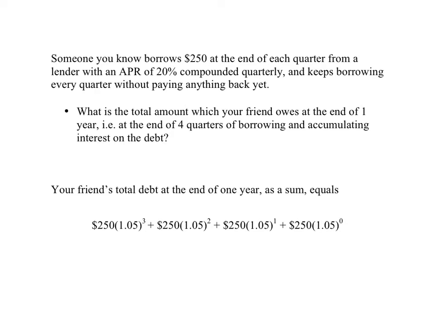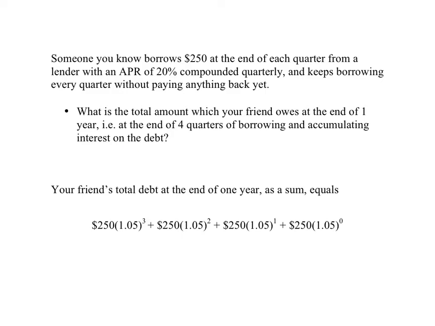Someone you know borrows $250 at the end of each quarter from a lender with an APR of 20% compounded quarterly, and it keeps borrowing, that is, borrows a new $250 every quarter without paying anything back yet. What's the total amount which your friend owes at the end of one whole year, at the end of 4 quarters of borrowing and accumulating interest on this debt?